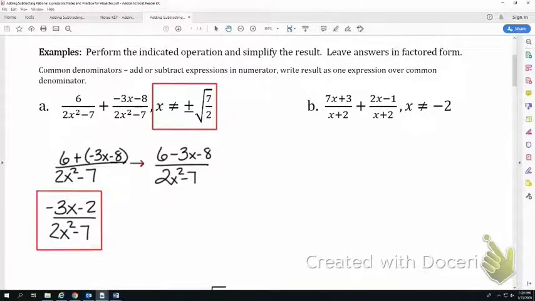Okay, so again, this is a little bit easier than what we're about to see because you don't have to find the common denominator. Okay, I want you to attempt B.